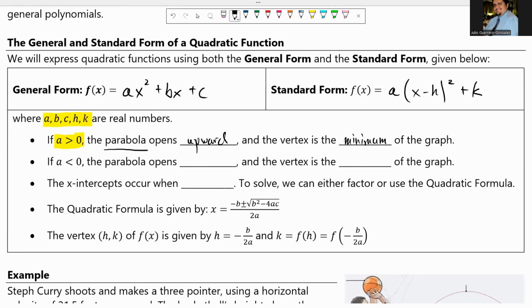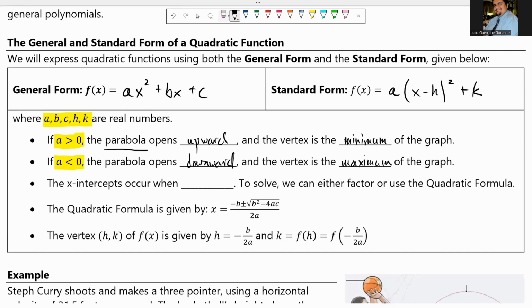okay? Everything's in reverse if the a is less than 0. So if your a is negative, then it opens downward, okay? And the vertex becomes a maximum, okay? X-intercepts, just like I covered when we did lines, right?